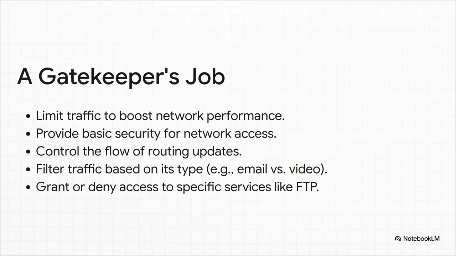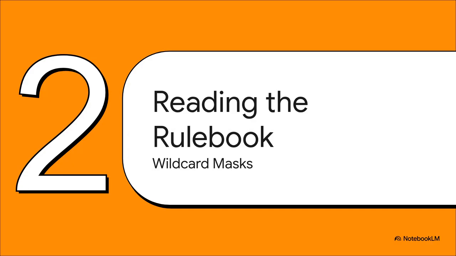And this gatekeeper has a pretty wide-ranging job. You can see it's not just about security. It's also about performance, about efficiency, kind of like a traffic cop for your data. The big takeaway here is the word granularity. ACLs give you this incredibly precise, rule-based control over everything happening on your network. Now, to give our gatekeeper its instructions, we have to speak its language. And in the world of ACLs, that language is written with something called a wildcard mask. I know it sounds a little intimidating, but trust me, it's actually pretty straightforward once you see how it works.